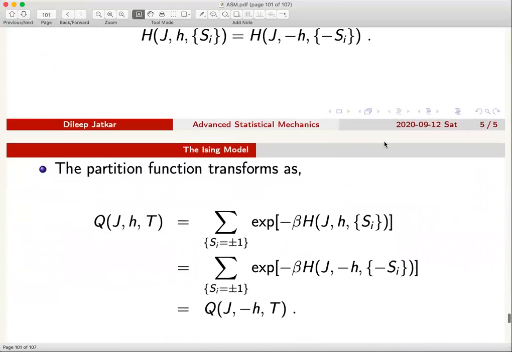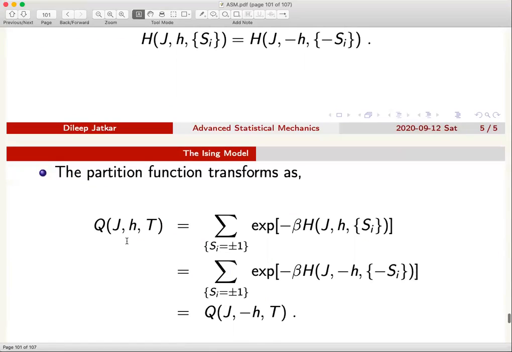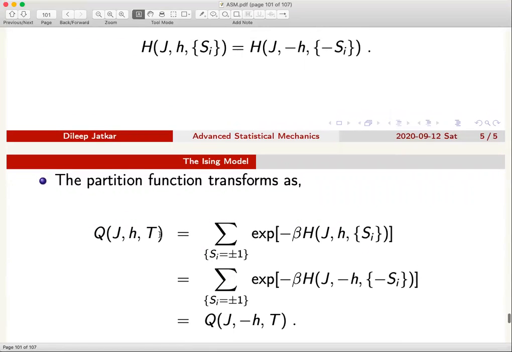So the partition function is written in this fashion. It's a function of the coupling J, H and a function of temperature. And you write that as a sum over all configurations, every spin would take, of exponential of minus beta H. Now, if you change the magnetic field direction to the opposite of its original direction and swap spins, then the first line expression becomes the second line expression, which is exponential minus beta H of J, minus small h, minus Si.